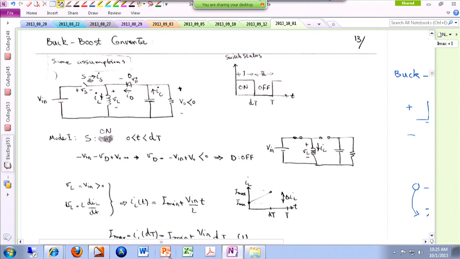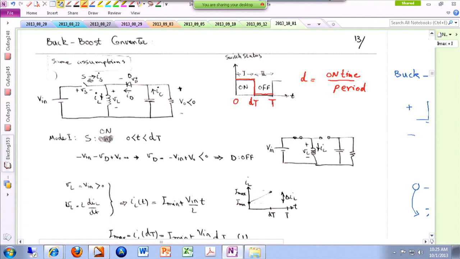And similar to the previous cases, we have one switch in the system, and the control command that is applied to the gate of that switch is on at the beginning of the cycle, and then it is off for the remaining portion of the cycle. And in order to identify the duration that the switch is on, we define this duty cycle, which is the on time over one period. So if this is one switching period, this ends up being D times T, the duration that you keep the switch on.